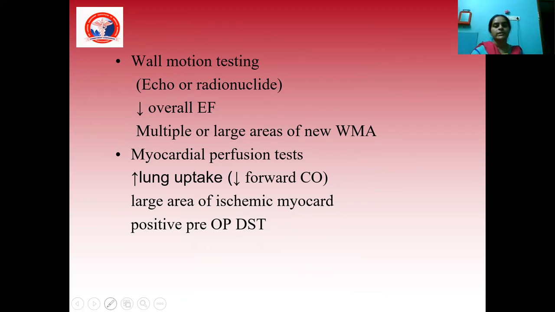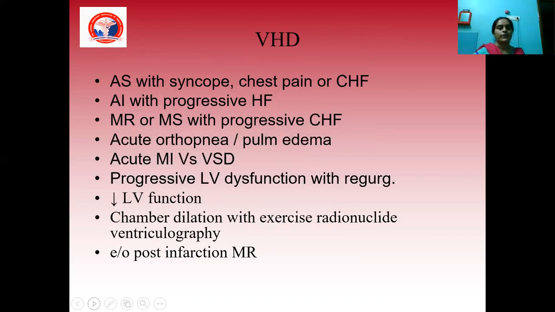Myocardial perfusion test, which reflects increased lung uptake or decreased forward cardiac output. Or there may be large areas of ischemic myocardium, positive pre-op dobutamine stress test. All these are indications of cardiac catheterization.